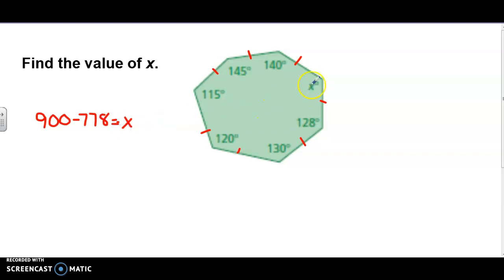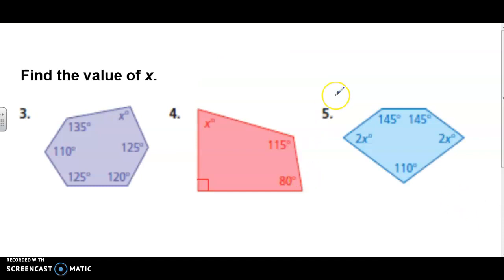Now, if this were an algebraic expression, like x plus 10, I would put it equal to x plus 10. But since it's just x, I'll just put it equal to x. So I subtract 900 minus 778 is 122 degrees is the measure of x. So that is x's value. Alright, so when you're ready, why don't you pause the screen and give these 3 a try. When you're ready, press play. We'll see the answers pop up. Go from there.